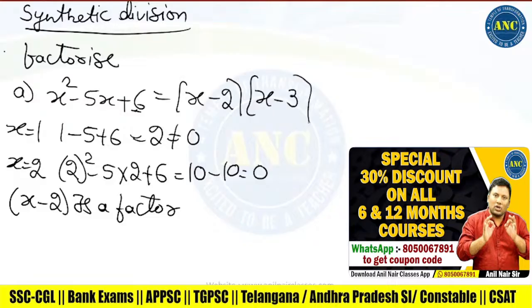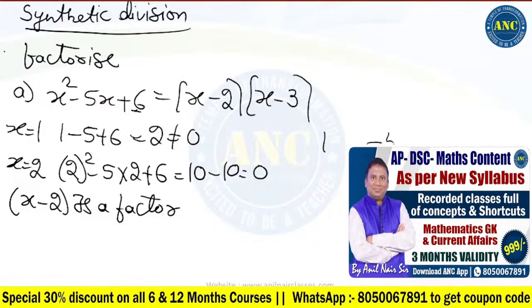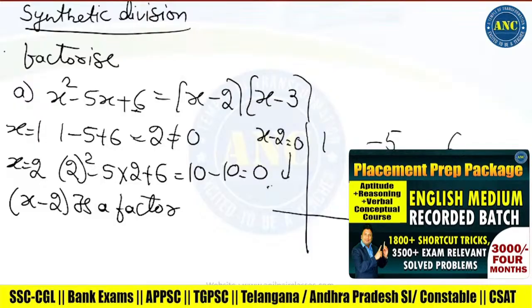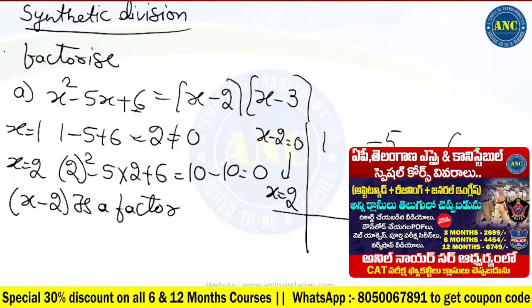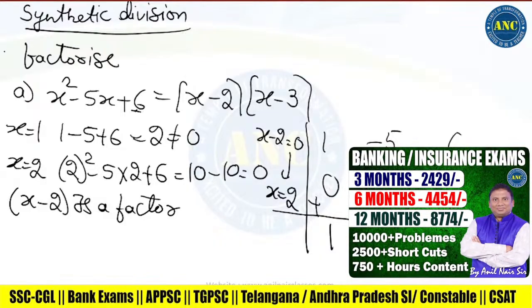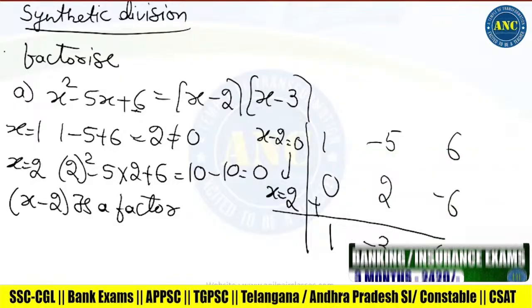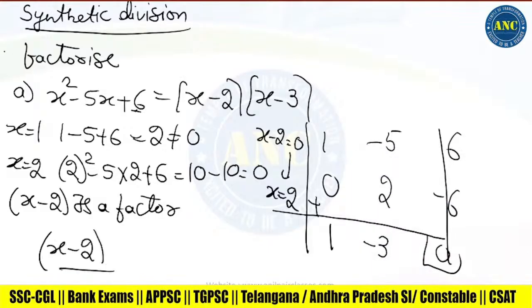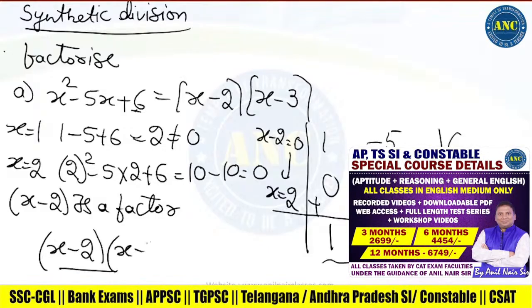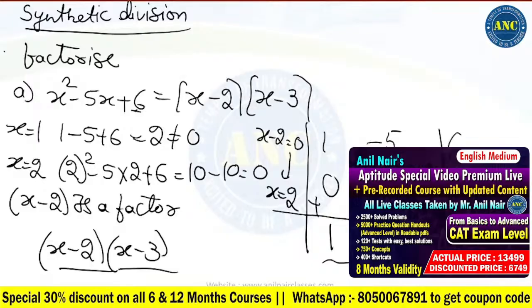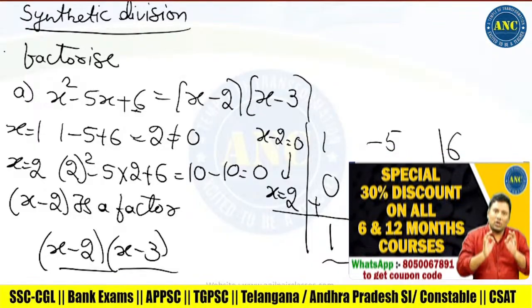By using synthetic division, how to get x minus 3? Write the coefficient of x, minus 5. The constant is nothing but 6. x minus 2 is a factor, so x minus 2 equals 0, x equals 2. Start with 0. 1 plus 0 is 1. 1 twos are 2. Minus 5 plus 2 is minus 3. 2 into minus 3 is minus 6. 6 minus 6 is 0. That means one factor is x minus 2, another is x minus 3. This is extremely useful for degree 3 and degree 4. For degree 2, if you can factorize it, you can use that concept.